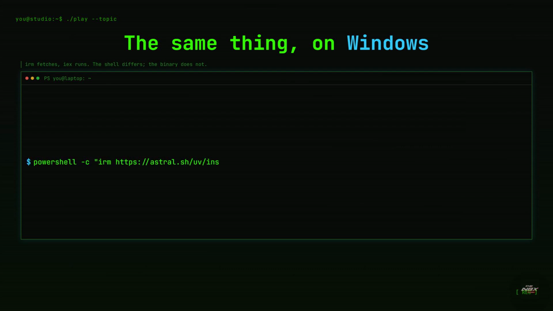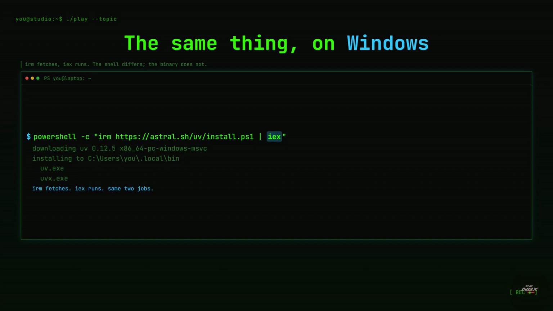On Windows, the shape is identical. PowerShell fetches the script with irm and iex runs it. Same binary, same destination, different shell.